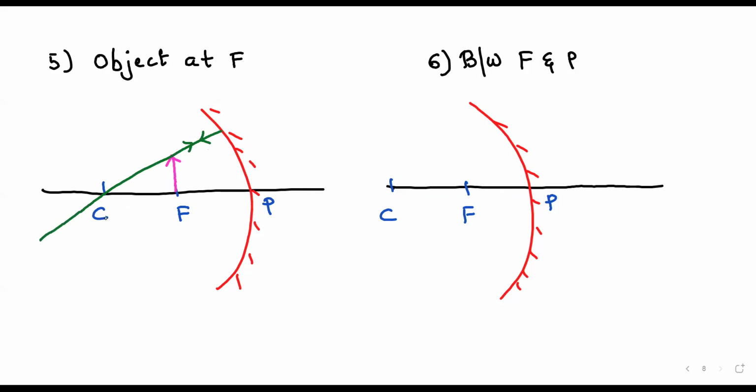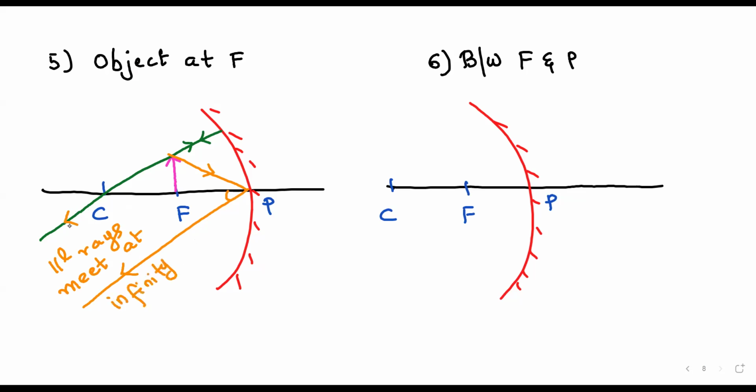Now, the second ray is if it is making an angle i. Definitely, it will take the same angle and it will reflect. And you will see that these are parallel rays. And parallel rays meet at infinity. So remember, children, they are meeting at infinity.